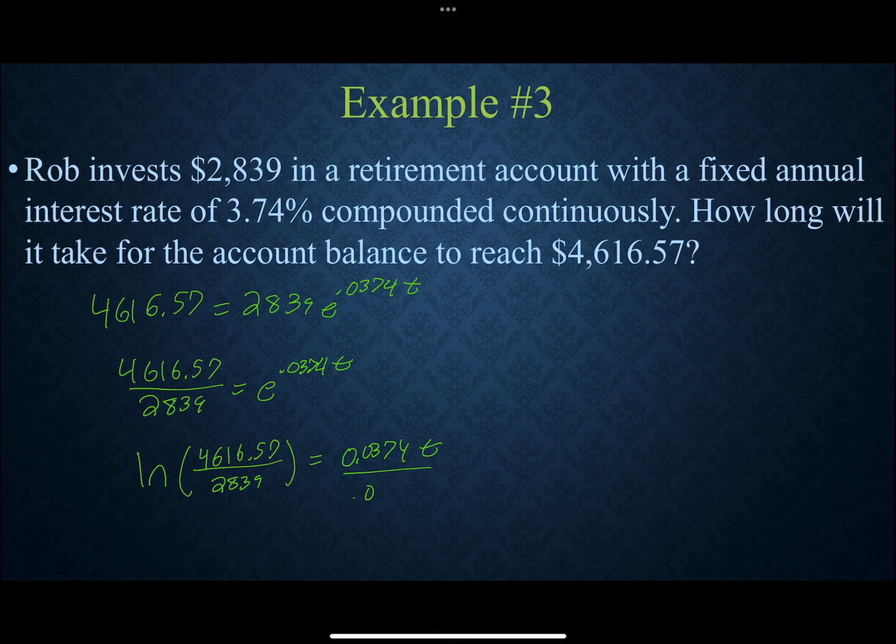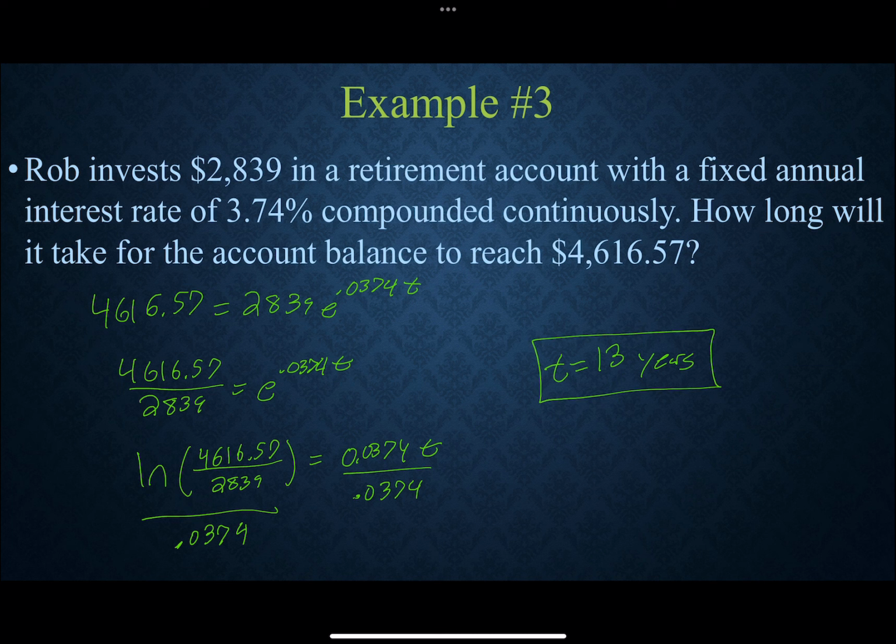So we just divide over the 0.0374 from both sides to solve for T. Making sure, as I have written here, you've got the parentheses surrounding the entire natural log fraction, so it's properly dividing away. And this, based off rounding, comes out to just be exactly 13 years.